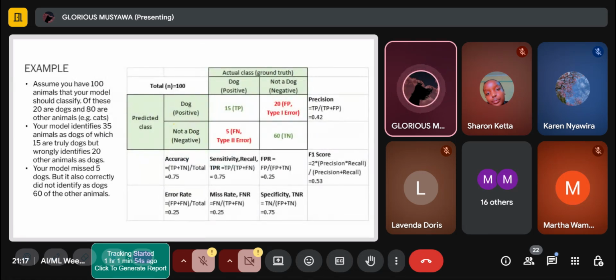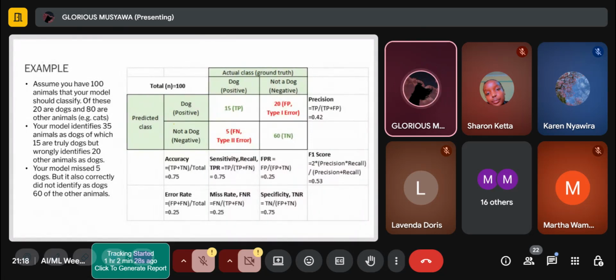Yeah, this is an example. Assume you have 100 animals that your model should classify. Of these, 20 are dogs and 80 are other animals, e.g. cats, chicken, etc. Your model identifies 35 animals as dogs, of which 15 are truly dogs, but 20 are other animals that are wrongly identified. Your model misses 5 dogs, but it also correctly did not identify as dogs 60 other animals.